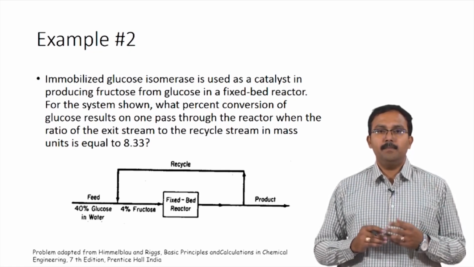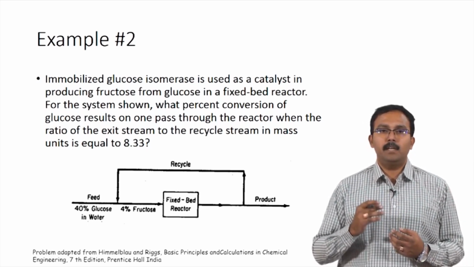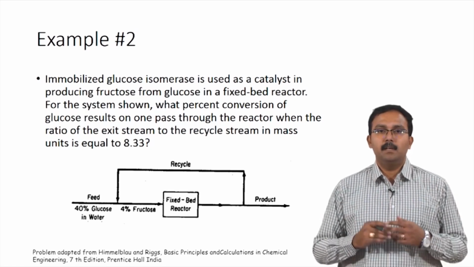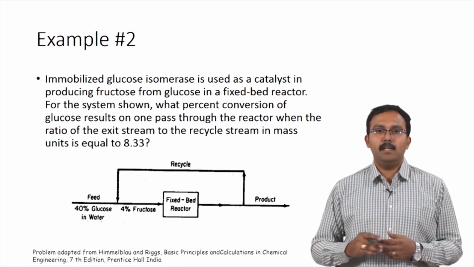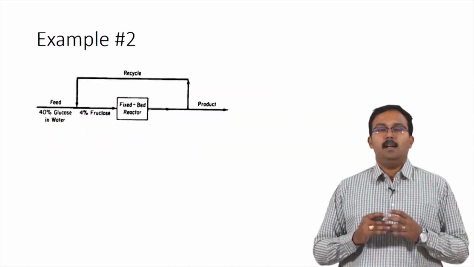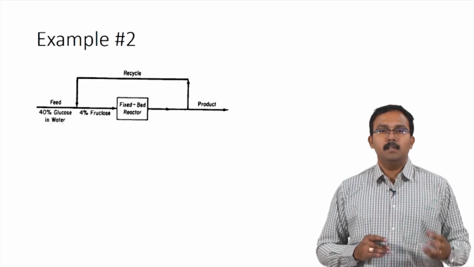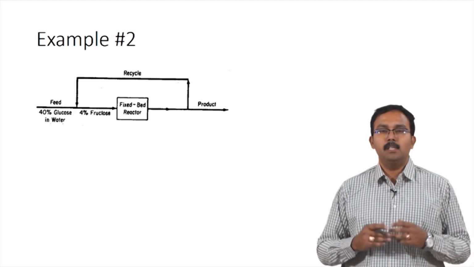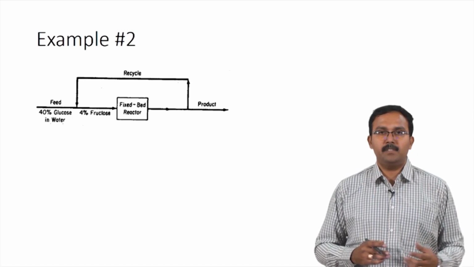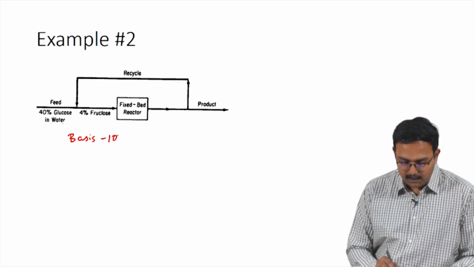So, you have been given information about the fresh feed, the gross feed, and you have also been given the information about the ratio of exit stream to the recycle stream. With that, we need to calculate the percentage conversion for a single pass through the reactor. Let us see how we go about this problem. As with any material balance problem, the first step is to identify the basis for the problem. Here no masses or mass flow rates have been given, so we can assume a basis which is convenient for our use. So, here I have assumed 100 kilograms of fresh feed as the basis. So, basis is 100 kilograms of fresh feed.